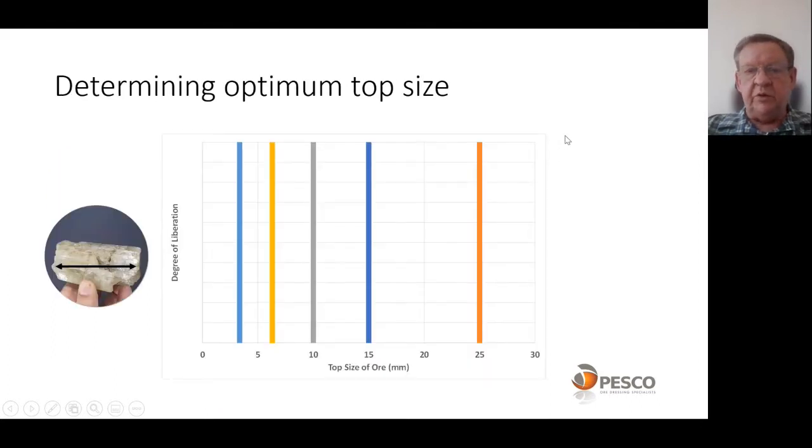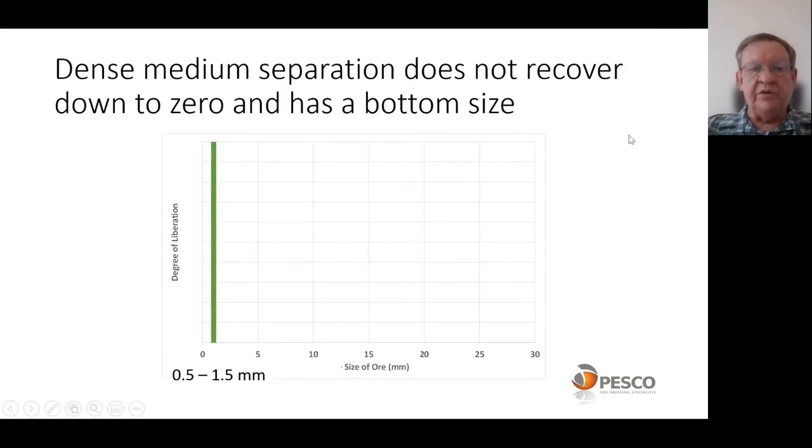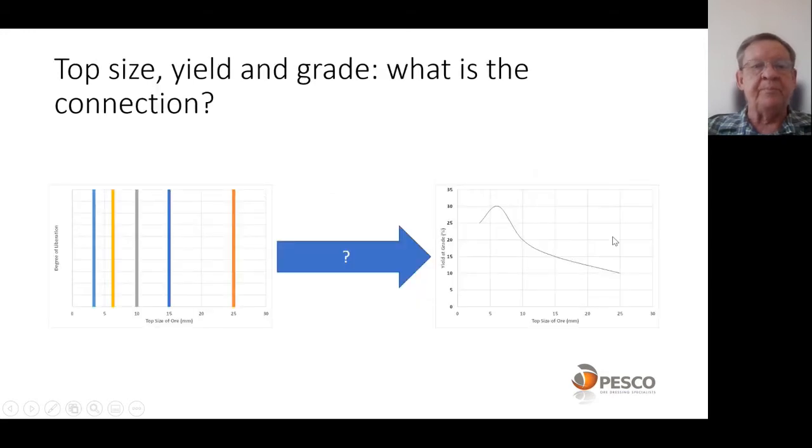We look at how we determine optimum top size. The top size that you're going to be looking at is a function of your crystal size. So in this picture here, we have a very big crystal. It's blessed with such big crystals; they're normally a lot finer. So in this case, we're going to look at the effect of top size going from 25, 15, 10, 6.3 and 3.35 on liberation. Important to note that dense medium separation does not recover down to 0 and has a bottom size. And the bottom size is typically in the range of 0.5 to 1.5 millimeters.